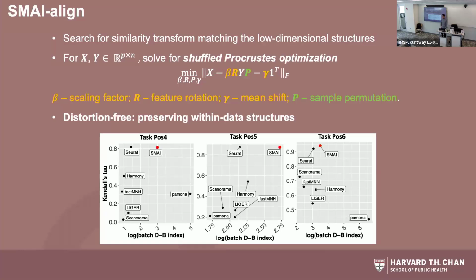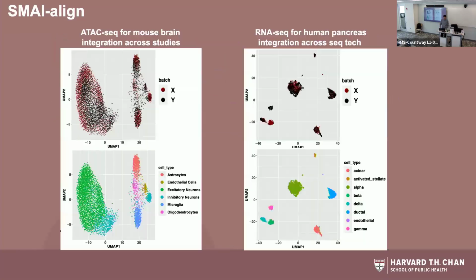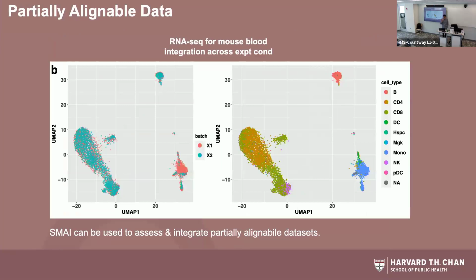So in that case, we can see this Procrustes analysis is pretty useful in preserving the within data structure, and it turns out to have some consequences in the downstream analysis. Here is an example of the alignment based on the proposed algorithm for two data sets, where partial alignability is needed. As you can see here, there are some cell types that are not well represented by the other data set. In that case, we can still preserve that difference between the two data sets while aligning the common parts.